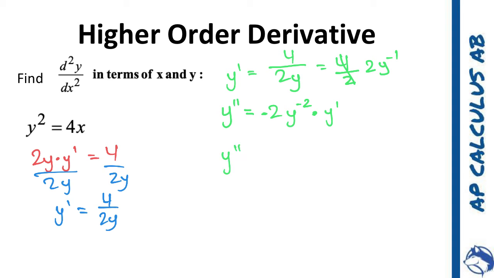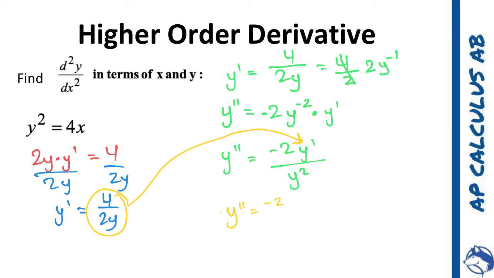So if I write this in, I have y double prime is equal to negative 2 y prime over y squared. Well, we know what y prime is, so I have to take what I know for y prime, which is 4 over 2y, and plug it in right there. So what I'm going to end up getting here is y double prime is equal to negative 2 times 4, and I'm going to move these pieces to the bottom, 2y times y squared. Well, the 2's are going to cancel out, and this is just going to give me y double prime is equal to negative 4 over y cubed. And that's how I do a double derivative.